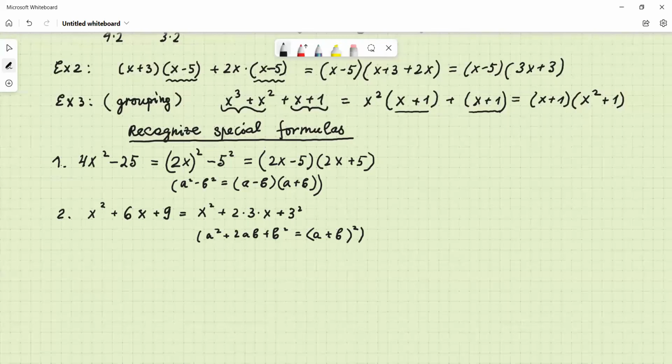Let's see. My a here equals x, right? a squared is x squared. Then 2 is 2, a is x, and b is 3. To check if it's correct, you look at the last term. It's 3 squared. It's supposed to be b squared. Yes, it's correct. So we factored this expression.